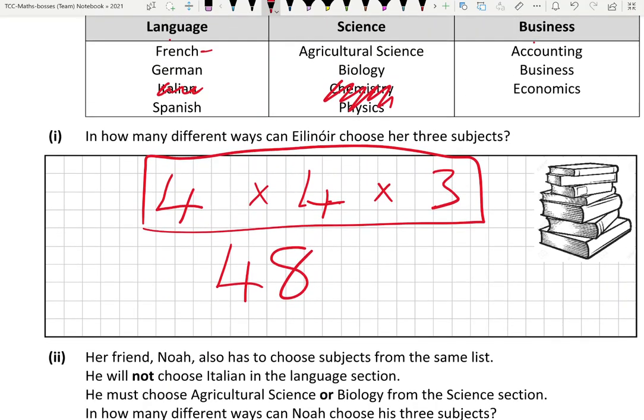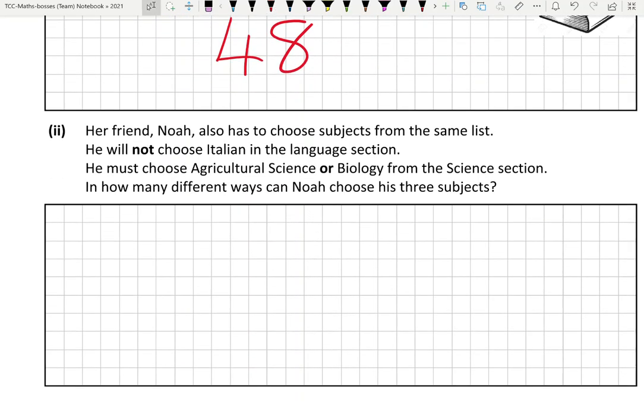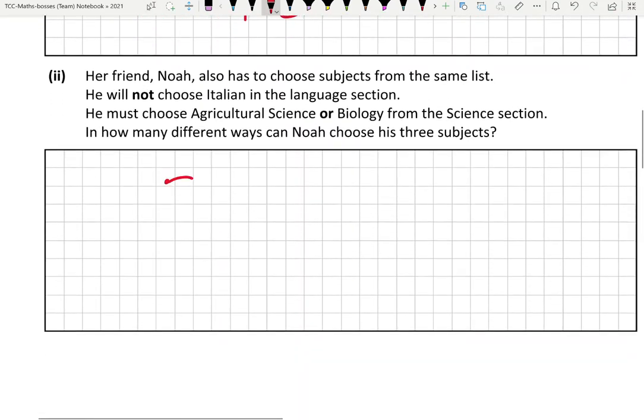Well, there are 3 here, 2 here, and 3 here. So using the same overall principle called the fundamental principle of counting, he has 3 times 2 times 3 ways of choosing. And that turns out to be 18 ways.